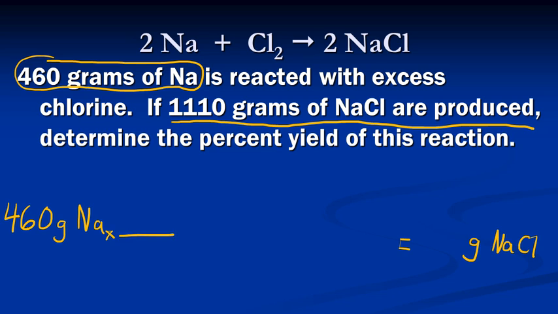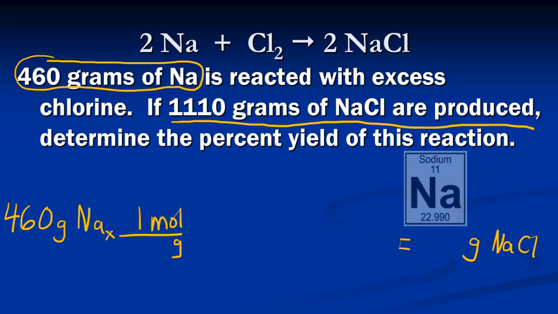So we have to go through the process. Step one is convert to moles. So moles on top, grams on the bottom. And 1 mole is equal to how many grams of sodium? Well, it's about 22.99. We can round that off to the nearest tenths place and say 23.0. Cancel grams, top and bottom.